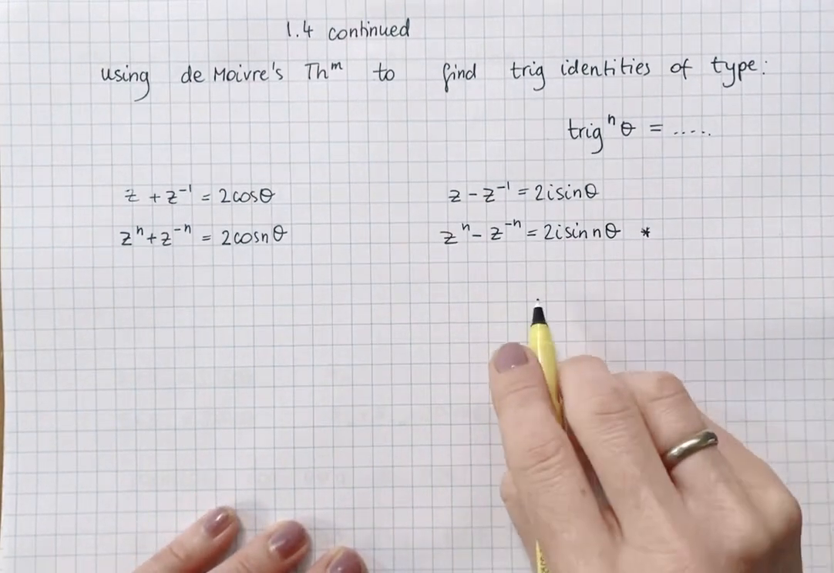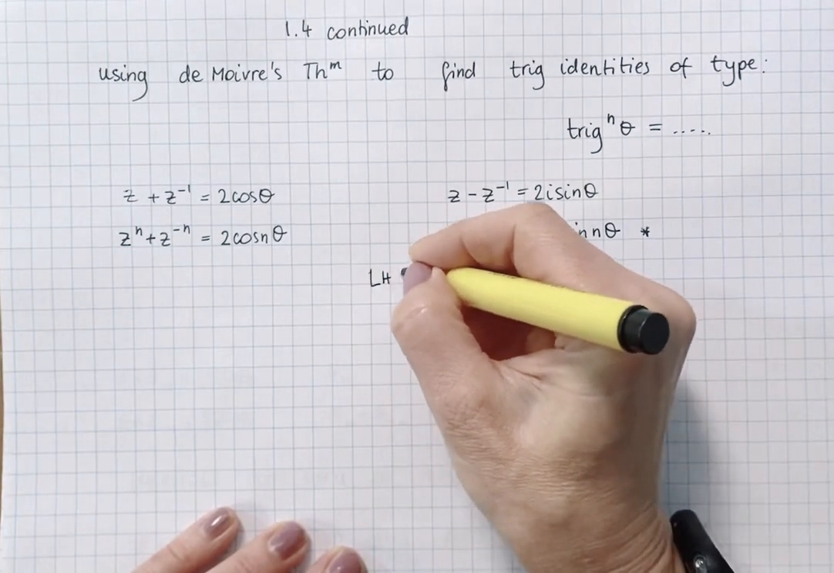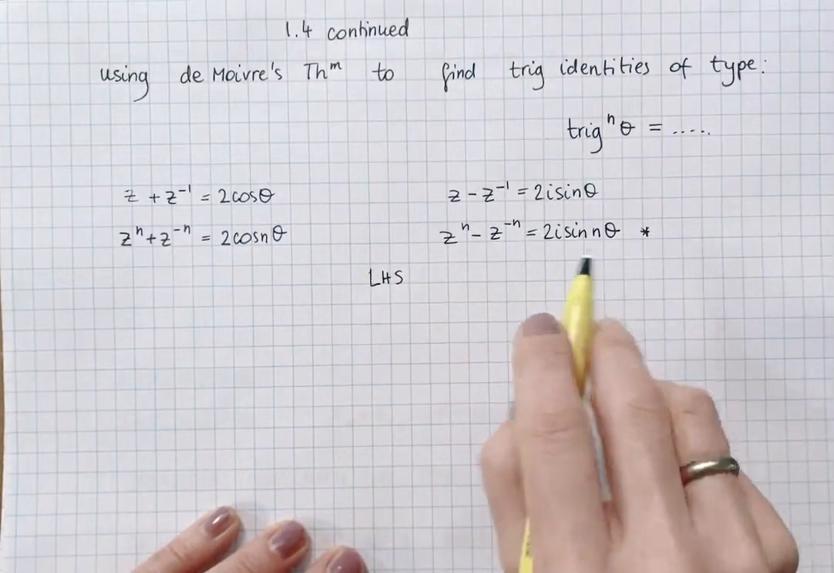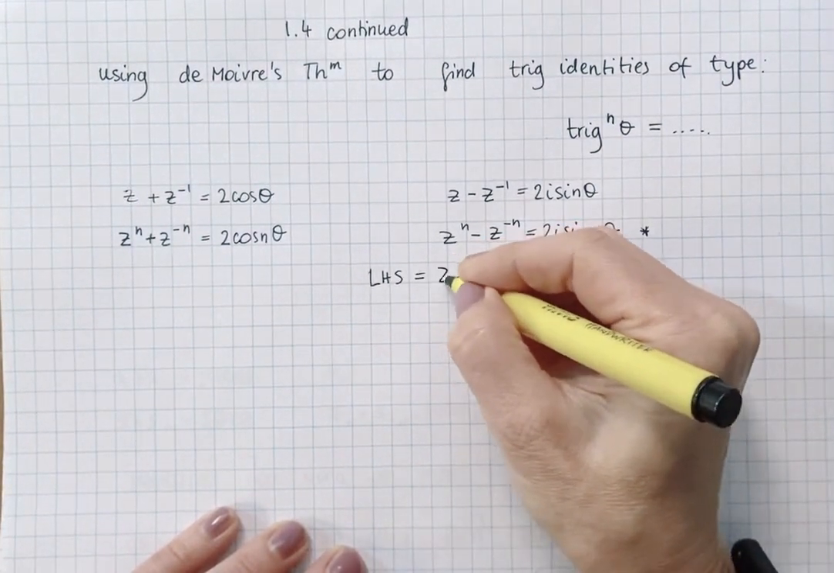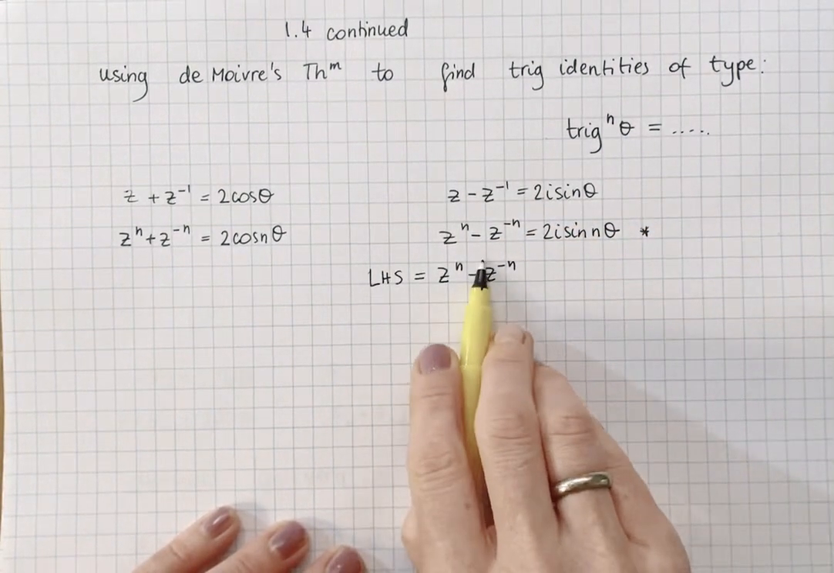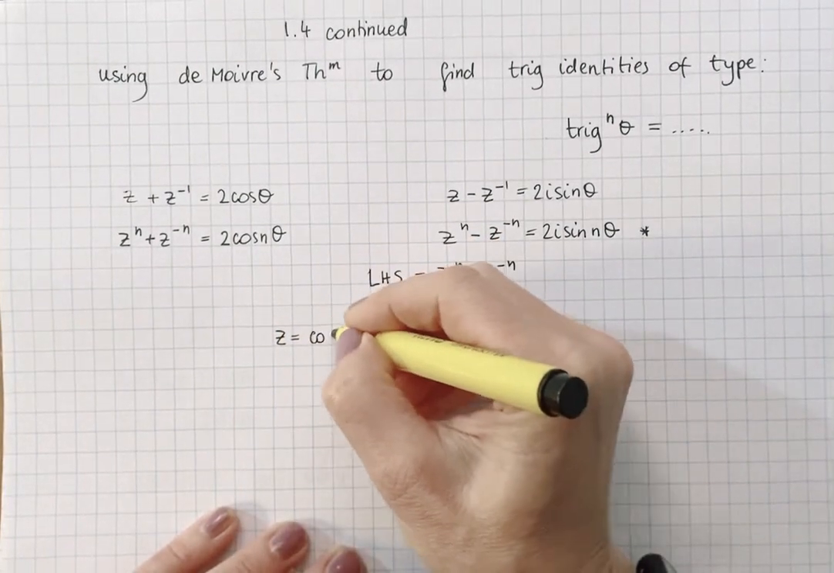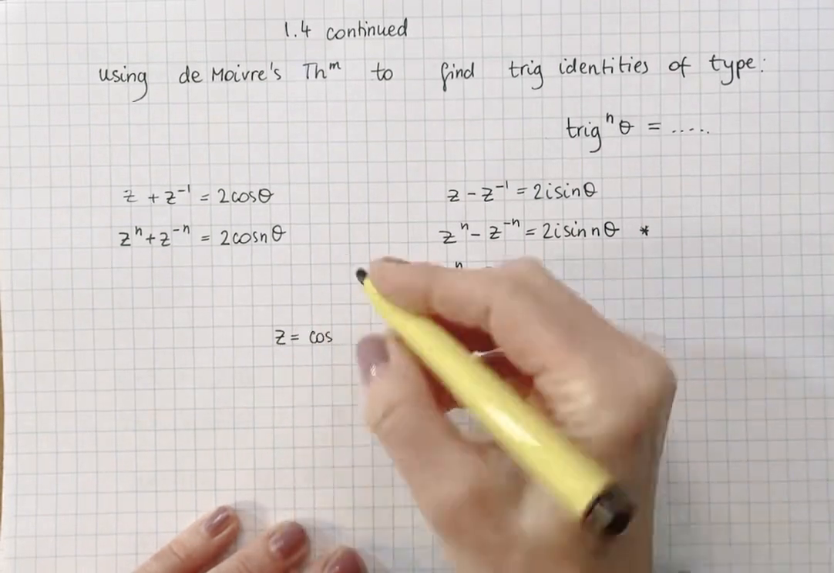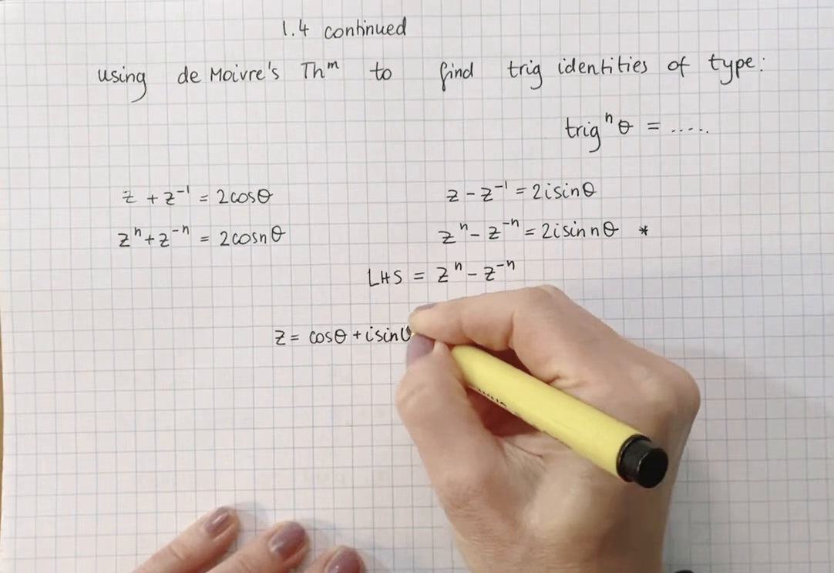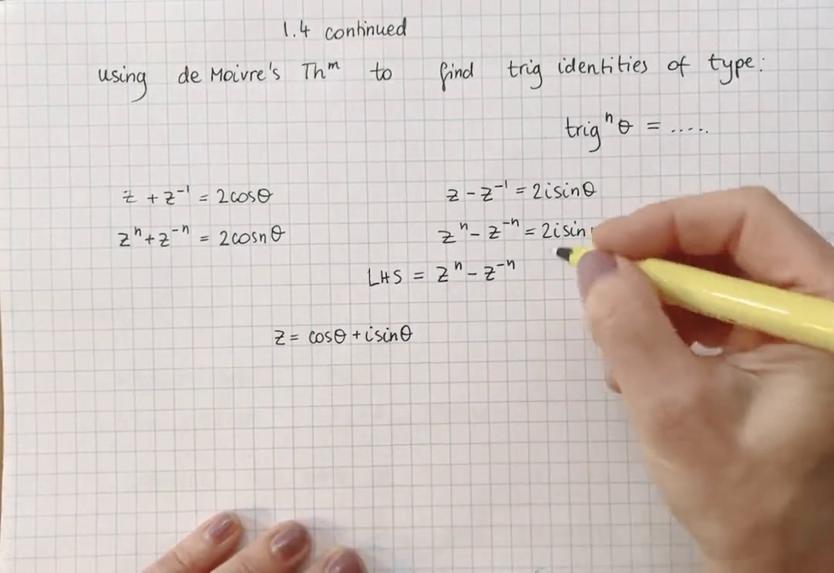So let's imagine you've been asked to prove this identity. If you want to treat it as a proof, you want to start with one side and arrive at the other side without rearranging. So we're going to start with the left hand side. In those questions we are going to use z as our complex number with modulus equal to 1 and argument equal to theta.